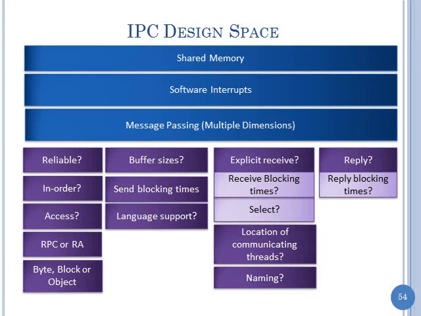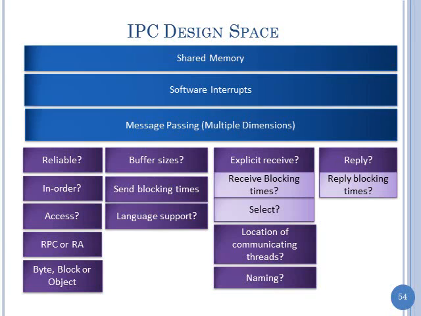So that's my design space. And we saw that IPC could be shared memory, or software interrupts. We didn't actually call software interrupts IPC; we just called it message passing. Then with message passing, we talked about ports and messages being exchanged between processes, and we saw all kinds of choices. Are those reliable or not reliable? You don't get those issues in shared memory. In order, access, routing, are we doing RPC, or are we doing remote assignment?